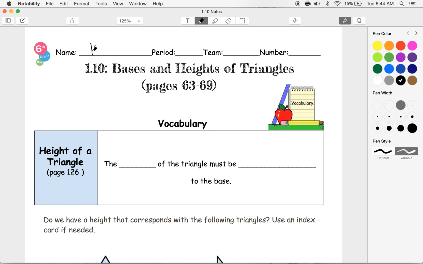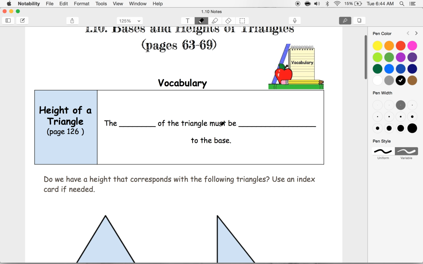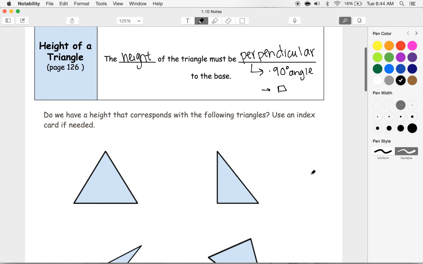All right, so today we're talking about more on the height and bases of triangles. And we learned that the height of a triangle must be perpendicular to the base. And just remember, perpendicular means a 90-degree angle. Okay, look for the little box. The little box is going to be your friend for that.